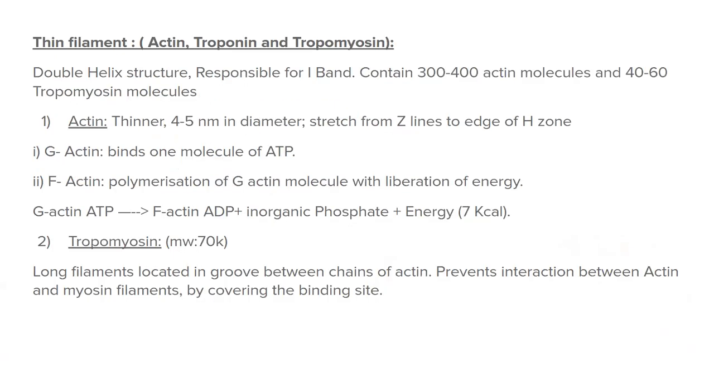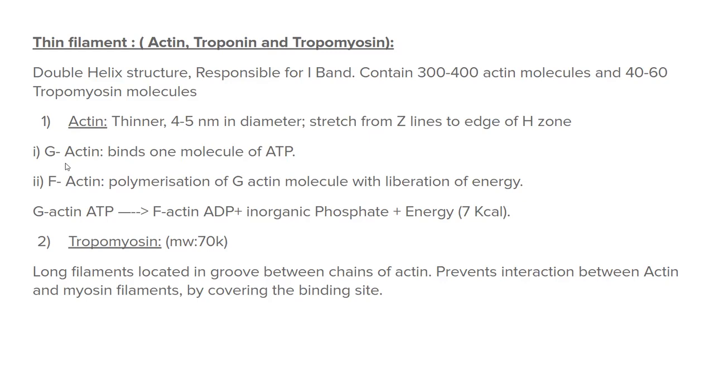Let's come to the thin filament. The thin filament is made up of 3 things: actin, troponin, and tropomyosin. Now, you have two types of actin. They are the thin lines, and they are multiple. Compared to tropomyosin and troponin, actin is multiple. For example, there are 300 to 400 actin molecules and only 40 to 60 tropomyosin molecules per fiber. They are thinner, 4 to 5 nanometer in diameter, and stretch from Z lines to the edge of the H zone.